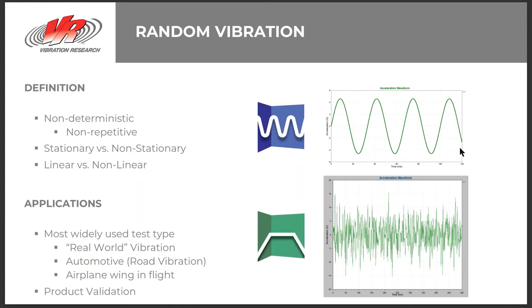Almost all real world environments are random with a few exceptions. Notice I didn't say replay or replicate there. It's a random environment that is relatable to what the product will experience in the real world. We call it random because it's exactly that, random. I cannot use any measurement at one time to predict what has happened or what will happen in relation to the peaks and the frequencies that will happen next. It is non-deterministic and non-repetitive, as I state here in the slide.